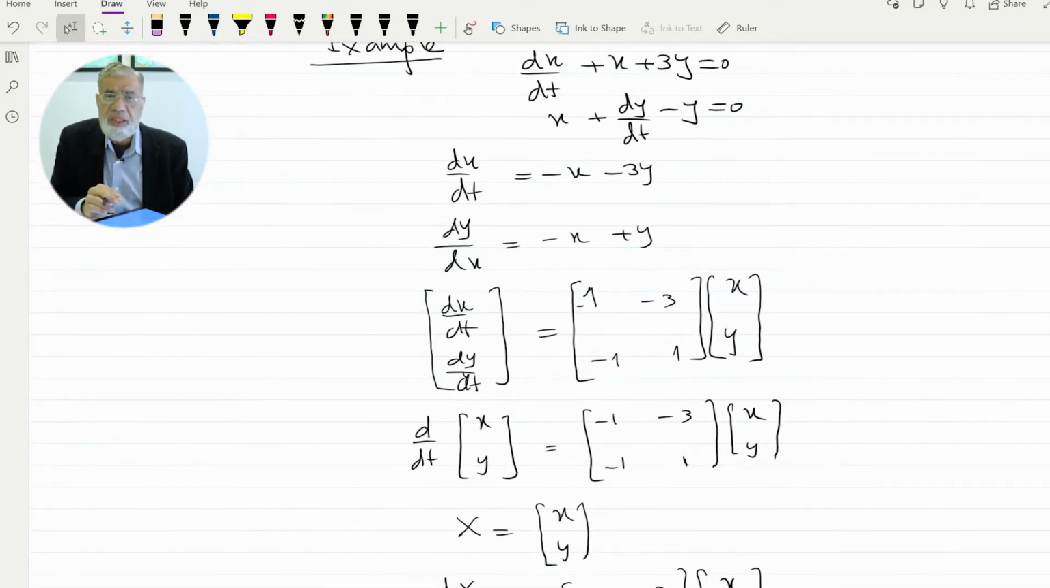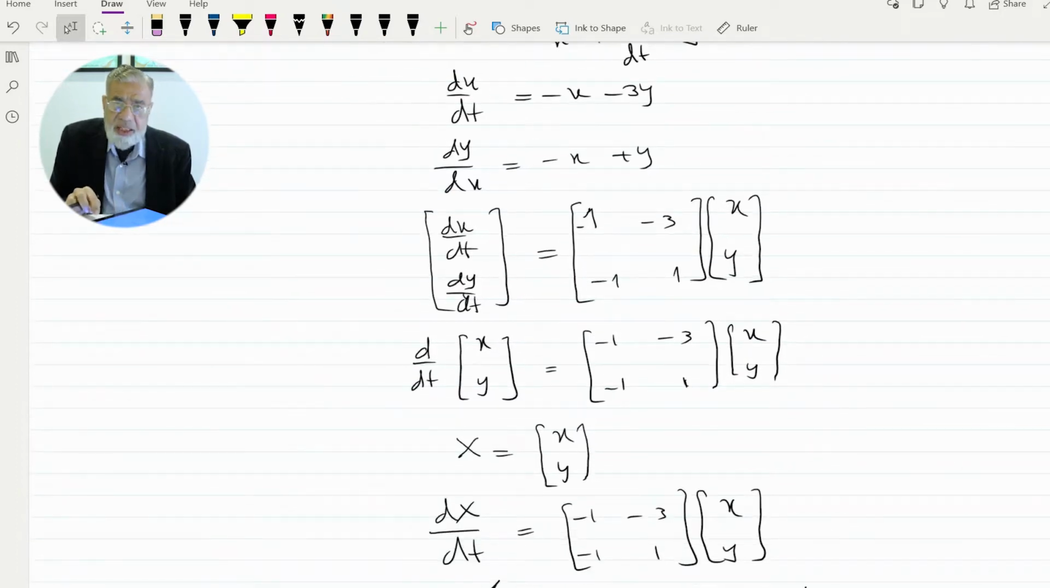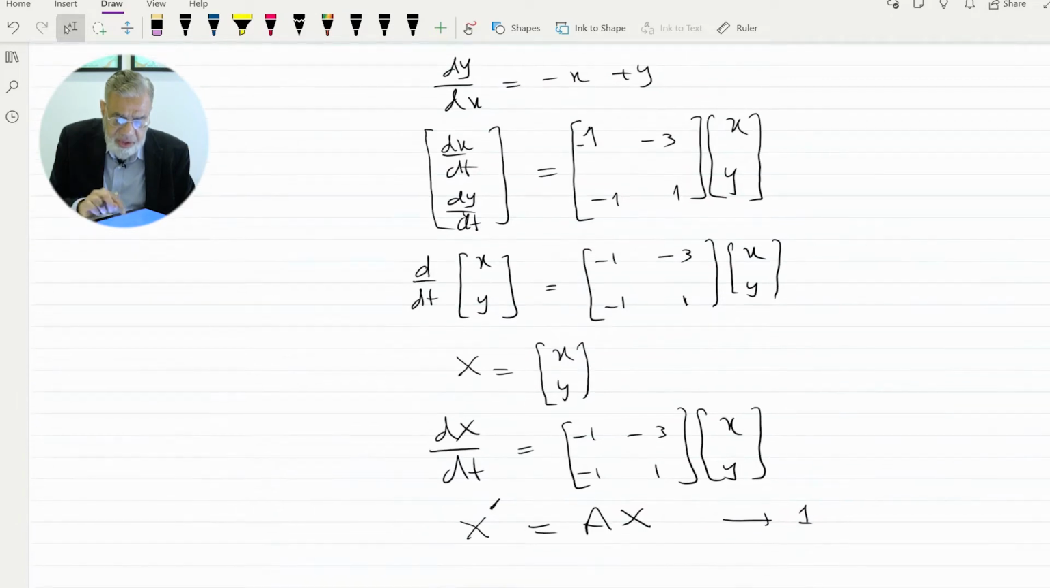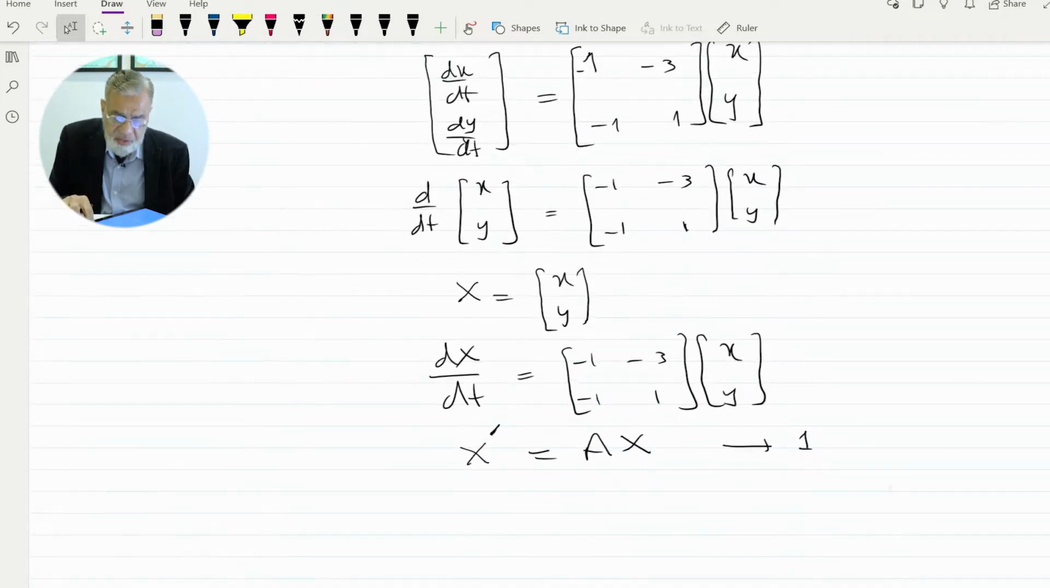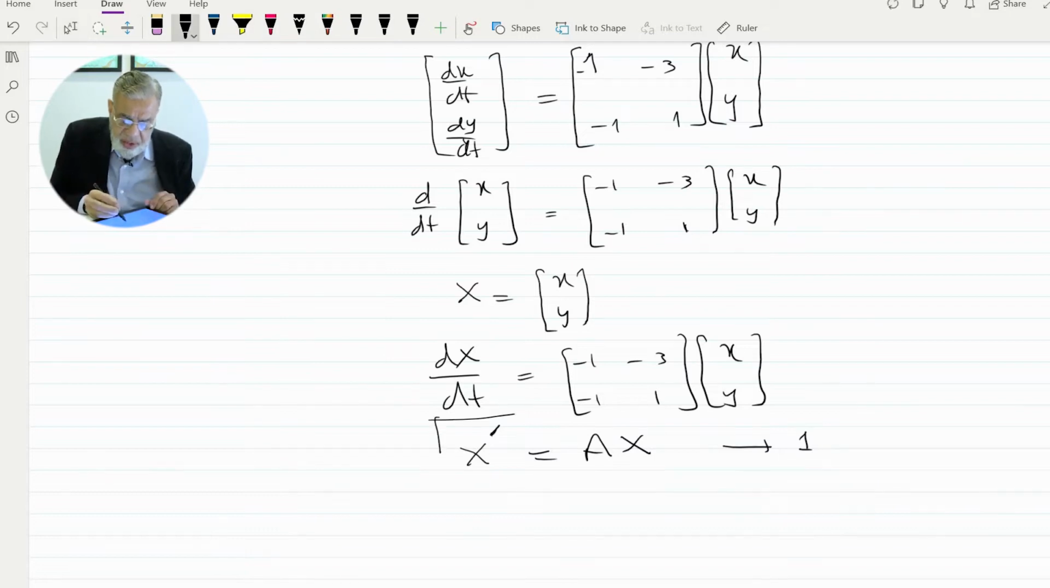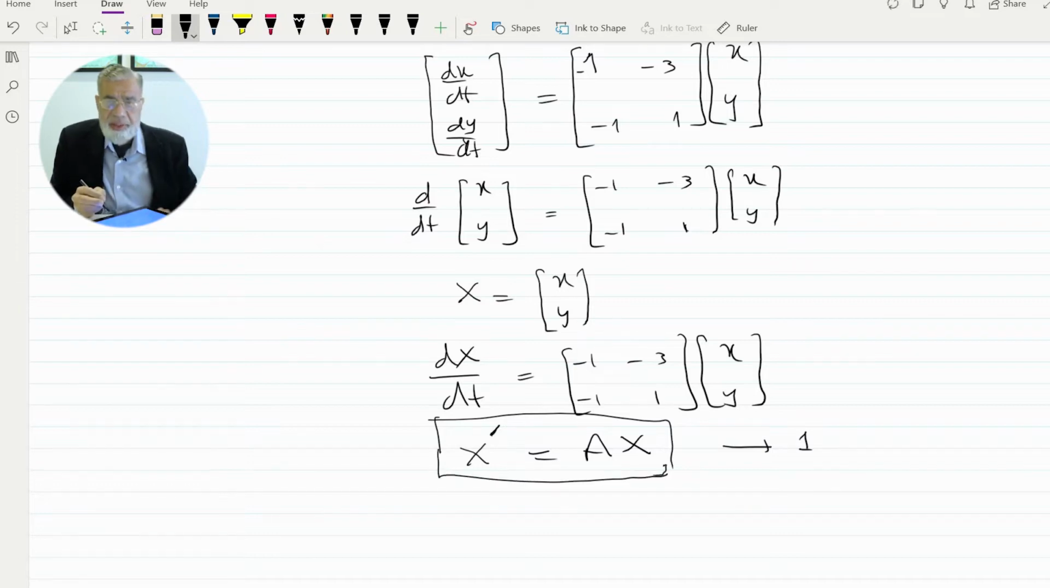We can take d/dt outside the vector and get d/dt of (x, y). Now this vector is my unknown vector, which gives me the solution. That's my x and y, this is my vector. So I can write d/dt of (x, y) = [-1, -3; -1, 1] times (x, y), and (x, y) is my x. So I can write equation 1 as x' = Ax. This is my standard equation which I will discuss with you, and using it I will draw certain results. This is the case when we have a homogeneous differential equation.